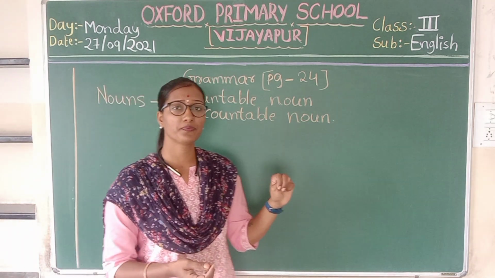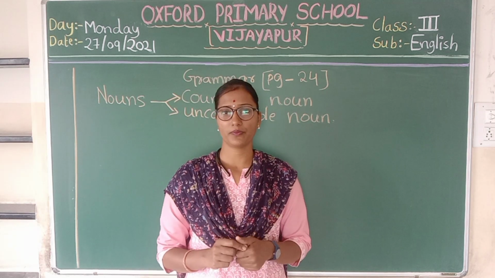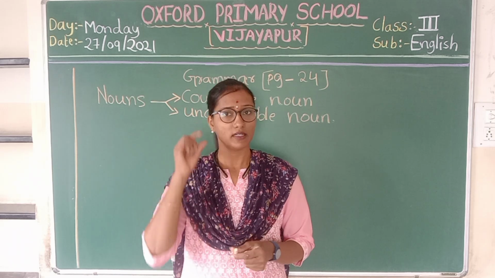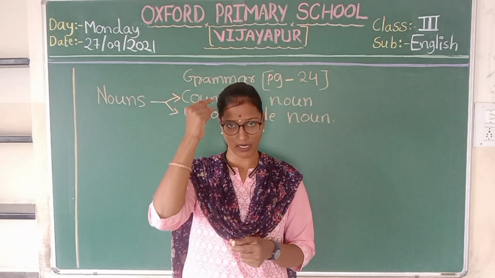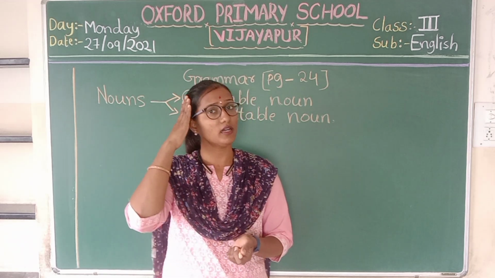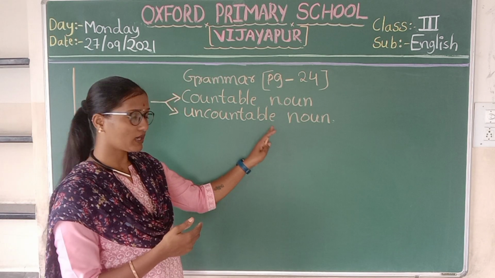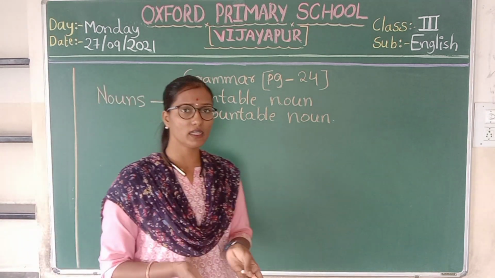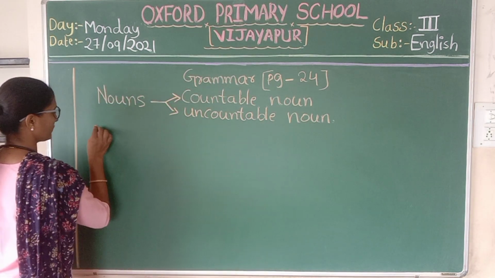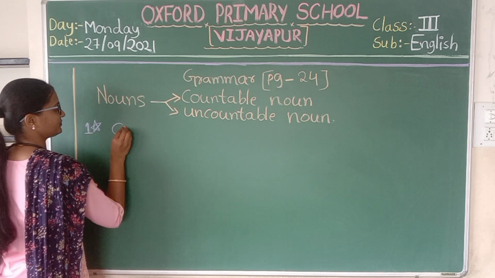Uncountable noun means the things which we cannot count in a separate unit. The chalk we can count in a separate unit, but the hair, can we count hair in a separate unit? No, we cannot count the hair. So, here let us learn about countable noun and uncountable noun. So, the first one is countable noun. Okay, write the point about countable noun.